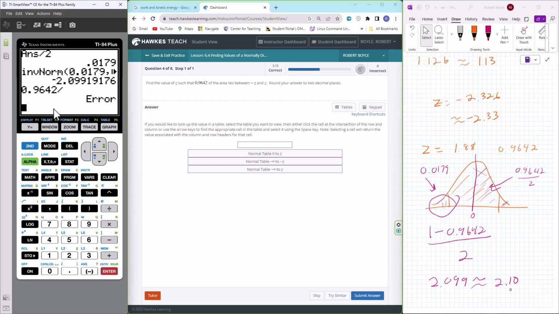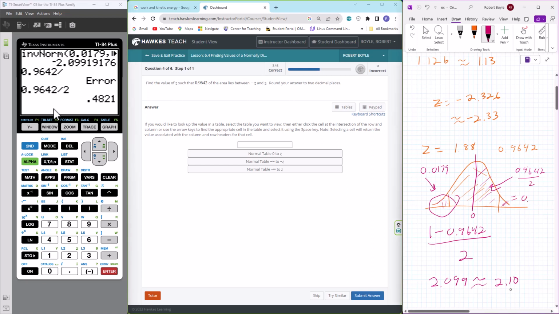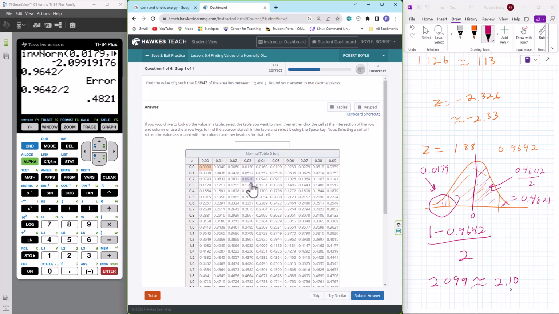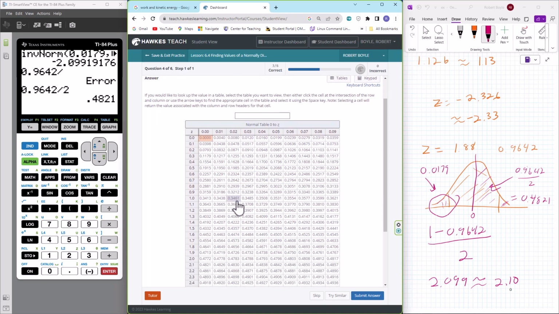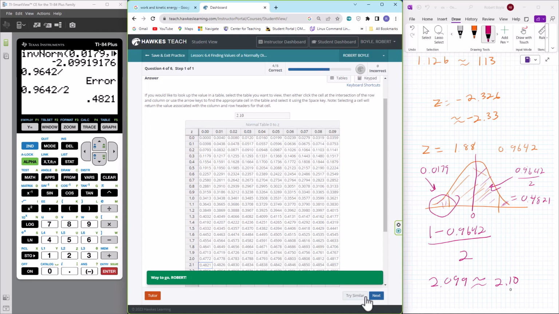Let's try that one more time. 0.9642 divided by 2 is 0.4821. Okay, cool. And so we can go into this table, try to find 0.4821. This is monotonically increasing, just keep going down. We have 0.48, 0.48, it's right there. And that happens to be 2.10, just what we got using our calculator. That is the answer we're looking for.